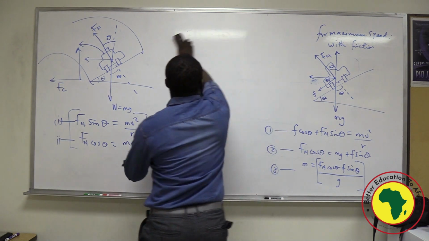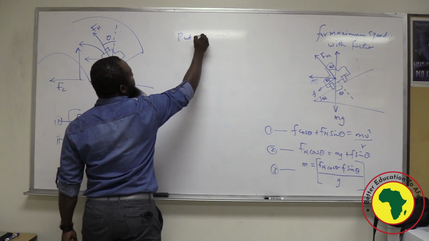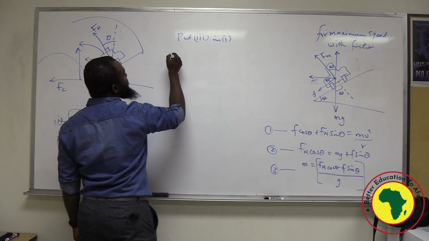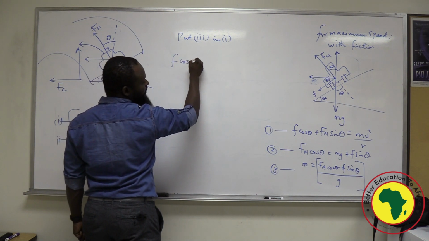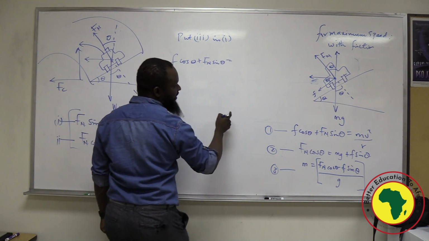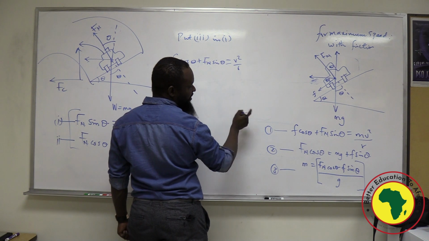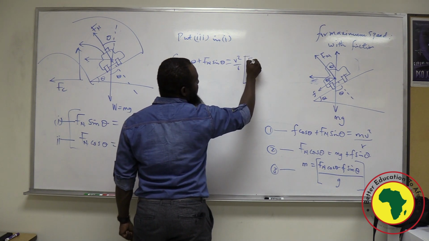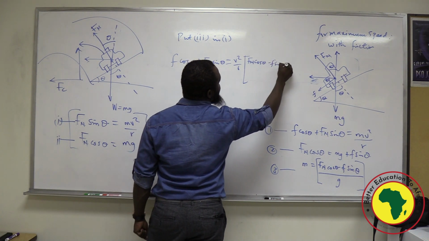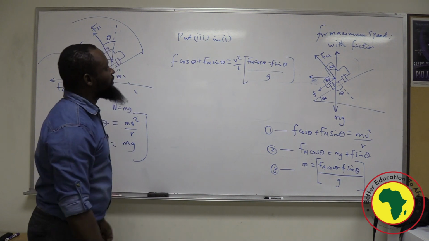So if I do that, if I put 3 in 1, what do I get? I get friction cosine theta plus normal force sine theta equals, instead of my mass, I have v squared over r multiplying my mass. My mass is normal force cosine theta minus friction sine theta divided by g. Is that okay? Good.